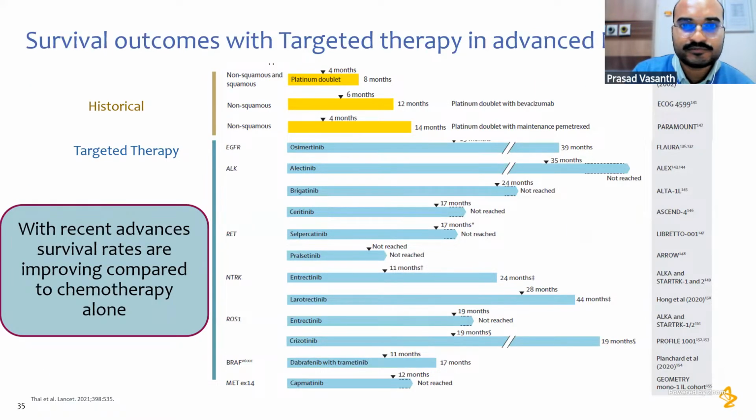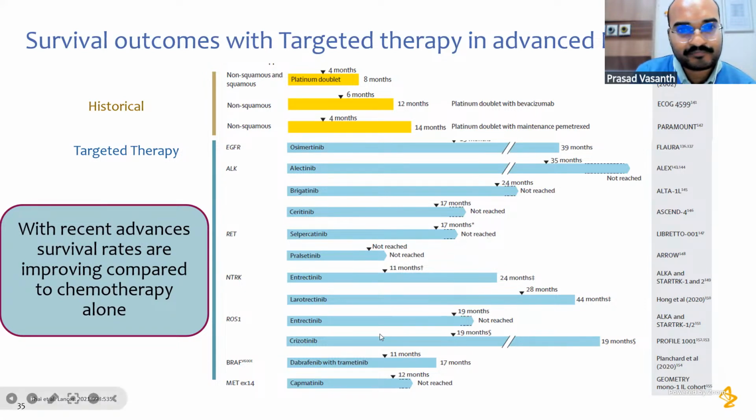So this is a pictorial representation of survival outcomes with targeted therapy in advanced NSCLC with various treatment modalities. We can see around 4 to 8 months with platinum doublets, 6 to 12 months in non-squamous and squamous, around 14 months. With the incorporation of targeted therapy, osimertinib gives up to around 39 months with FLAURA, and ALK inhibitors extend beyond 35 months with the earlier generation, and we all know lorlatinib, the current third generation, has not reached overall survival benefit even after 65 months of observation.